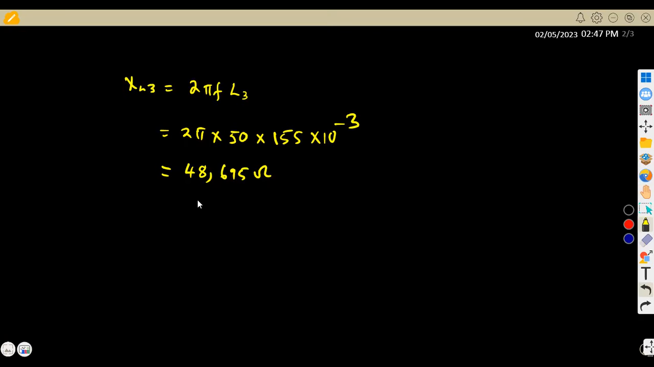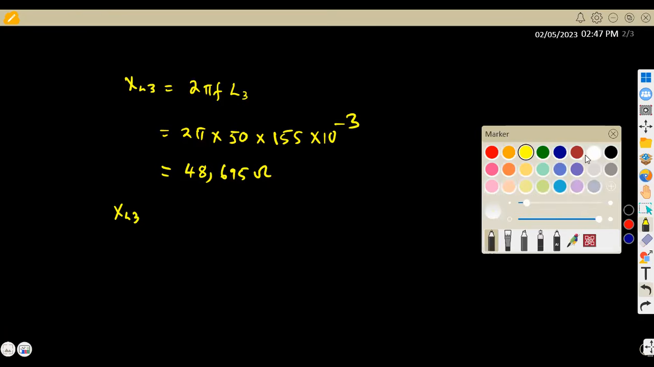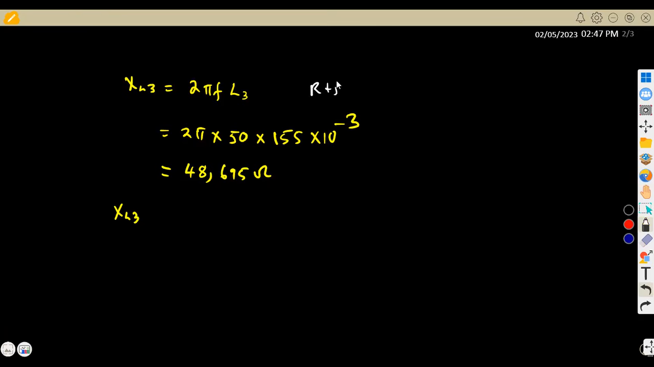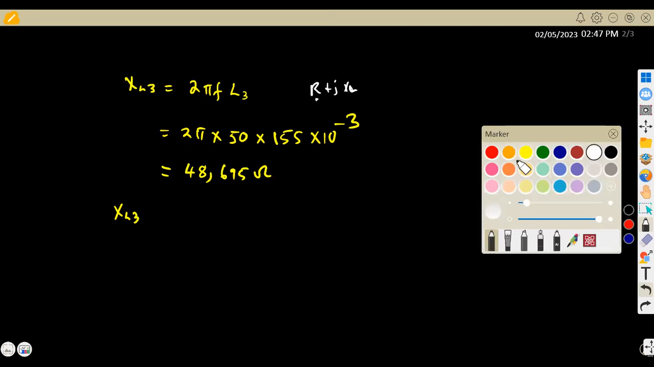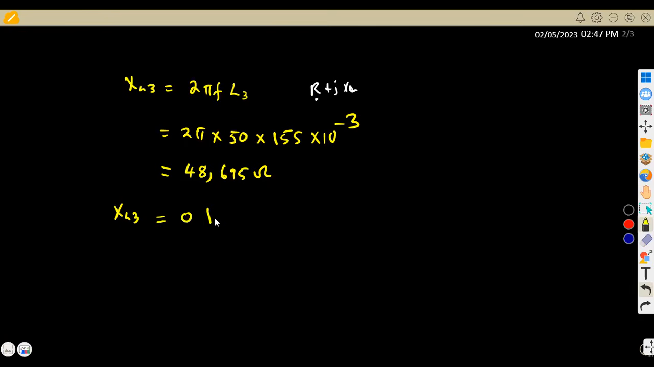But it's a pure inductor that we have. It's a purely inductive circuit. So we can write this as, remember, the resistance plus JXL, but we do not have the resistor in this case. So that will be a 0 there. We are going to have 0 plus J 48,695 ohms. So this is what we have as our XL3.